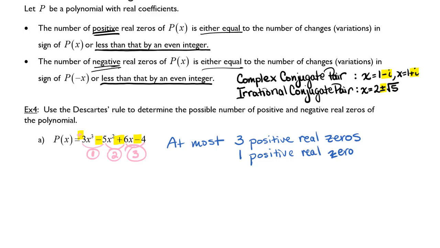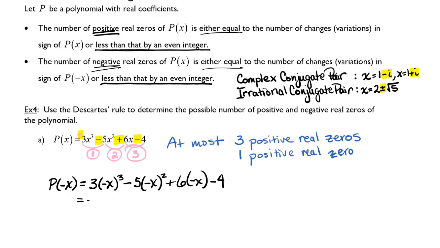Okay, so now let's check for negative zeros, p of negative x. And notice I'm substituting a negative in, so now I'll have 3 times negative x quantity cubed minus 5 times negative x quantity squared plus 6 times negative x minus 4. So this will give me a negative 3x to the third, getting rid of that negative x inside the parentheses. This will be a negative 5x squared, a negative 6x, and a negative 4.